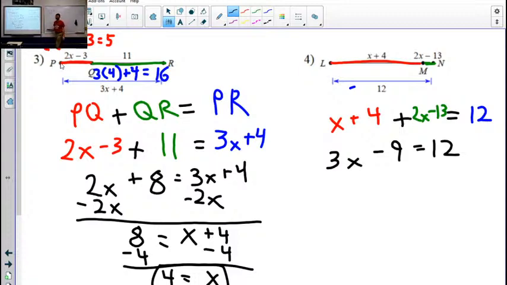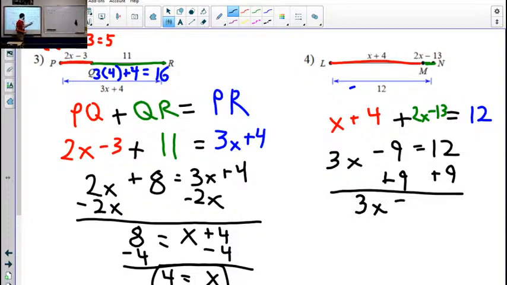And now solving that should be pretty straightforward. We just add 9 to both sides. Then I got 3x, which is 3 times x, so I'm going to undo that by dividing.